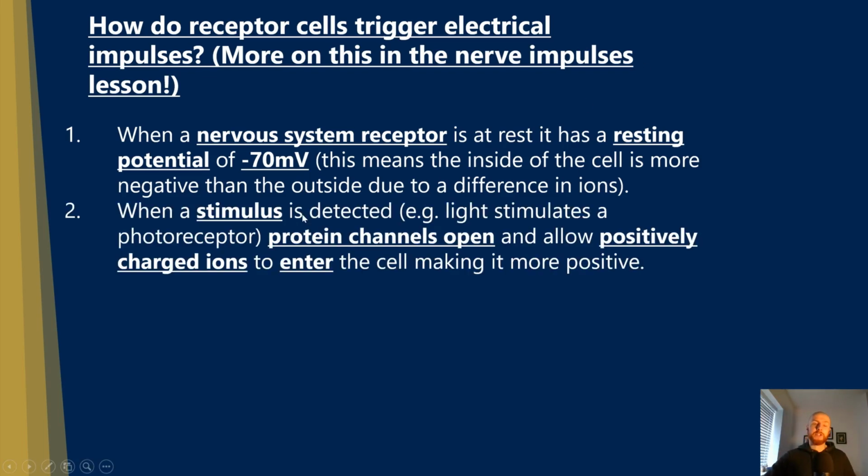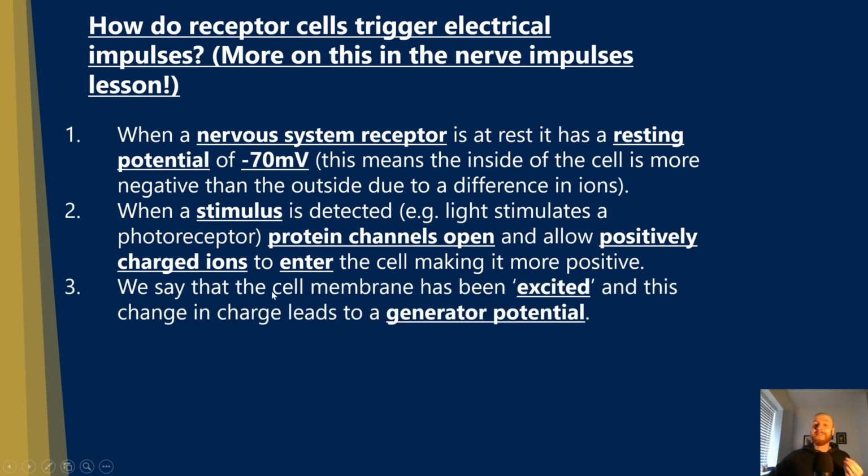What then happens is when a stimulus is detected, protein channels open in the cell membranes of these neurons, and that allows positively charged ions to enter the cell. Now that's obviously going to make it more positive than the minus 70 millivolts we've got here. We say that the cell membrane has been excited when these channels have been opened and we've got positive ions flowing in, and this leads to the generator potential in the receptor.